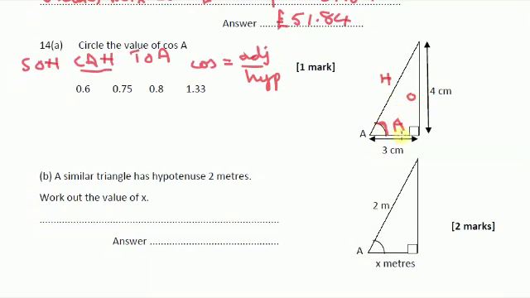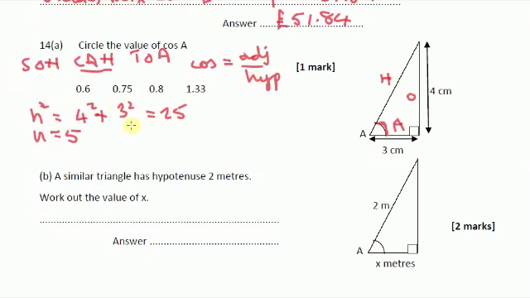So we have the adjacent, which is 3, but what is the hypotenuse? Well, we have to use Pythagoras there. And according to Pythagoras, h squared will equal 4 squared plus 3 squared, because it's a right angled triangle, comes to 25, so h is the square root of 25, which is 5.